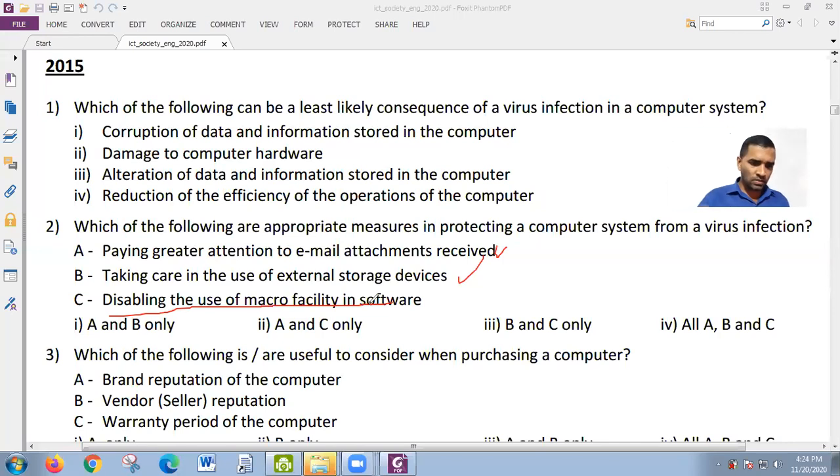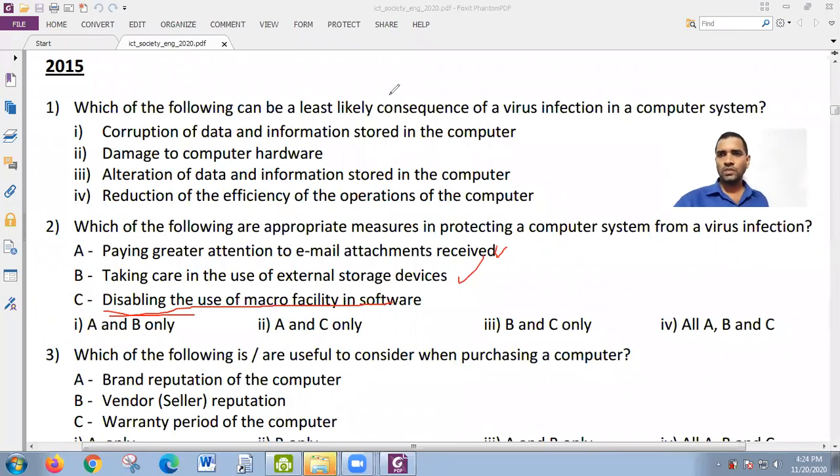Right, so always disable your macro, because a macro is a small program. If it is enabled, a virus can attach itself to the macro and do some bad things. It can easily go from one program to another, and it can also edit your text, it can edit your paragraph, right? So it is always important to disable it. By disabling it, you can prevent the malware attack.